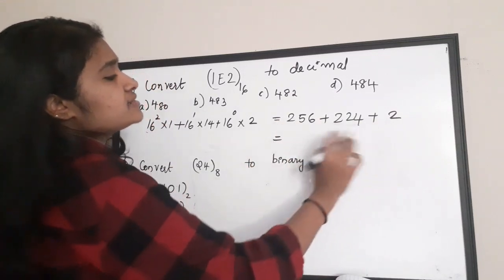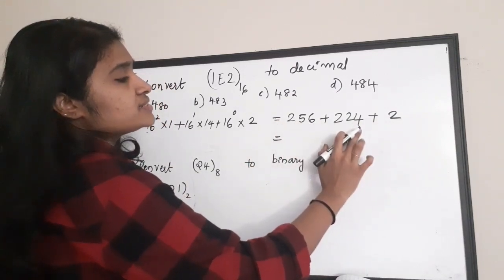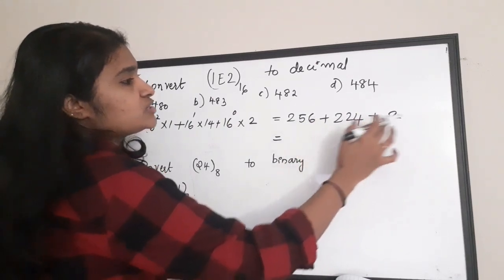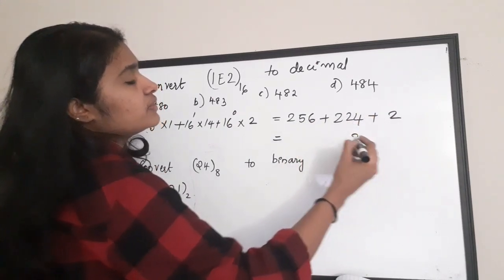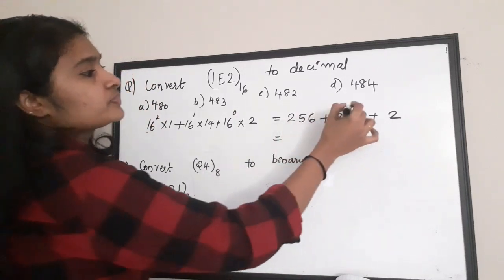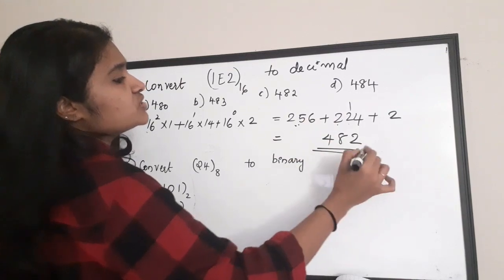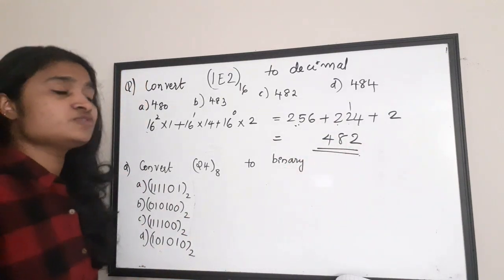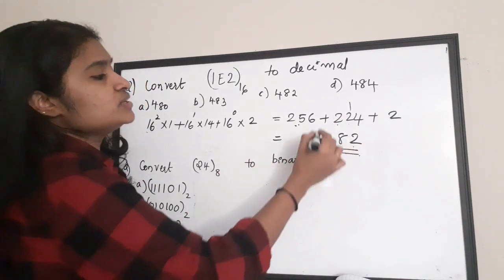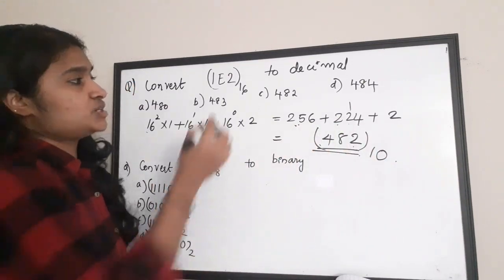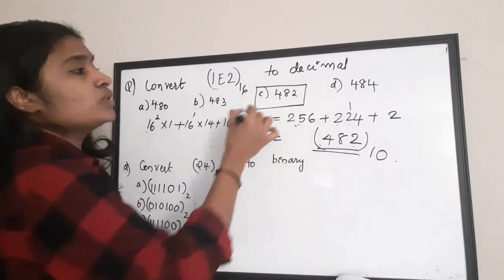Now, add these numbers. 256 plus 224 is 480, 480 plus 2 is 482. So 482 is your answer. Okay, so the correct answer for this question is 482. This is to the base of 10. That is, it is a decimal number representation. Okay, so the correct answer is 482.